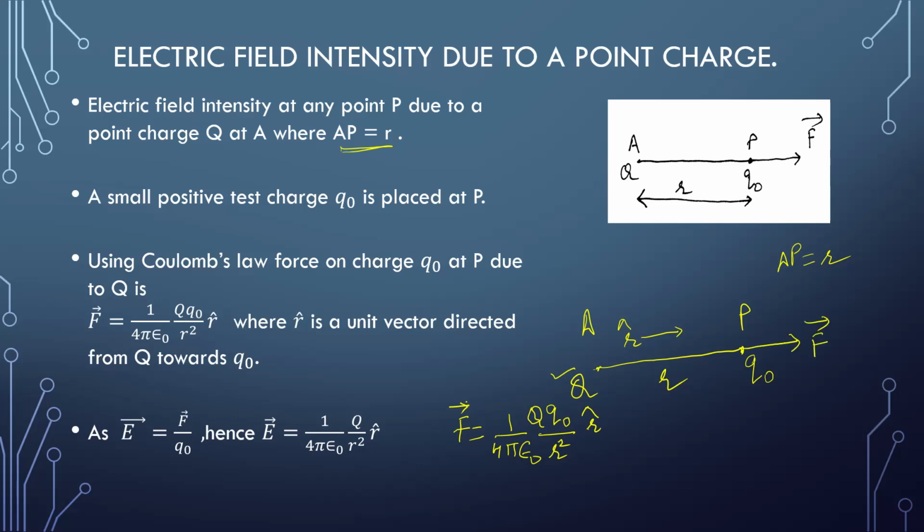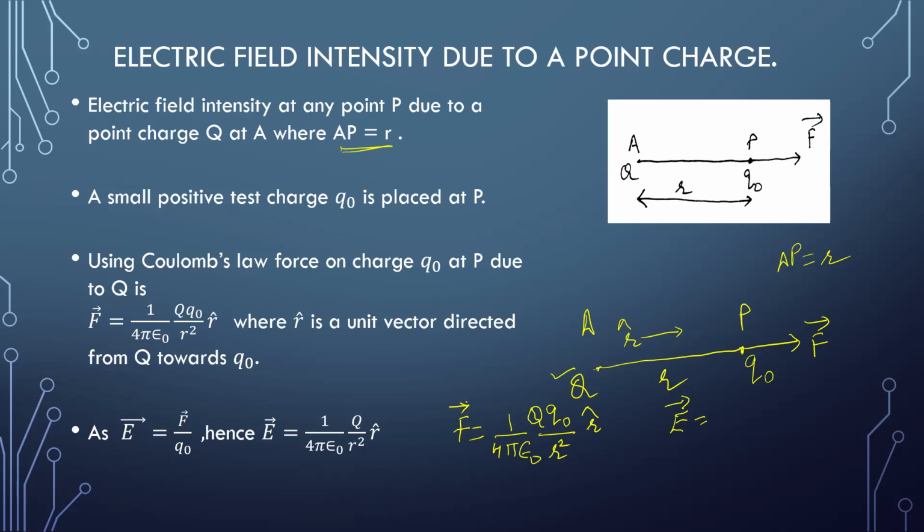And what will be the direction of this force? It will be directed away from the source charge, because the source charge is positive, and the test charge Q naught is also a positive charge. So this is directed away from the source charge, right? So the force will be in this particular direction.